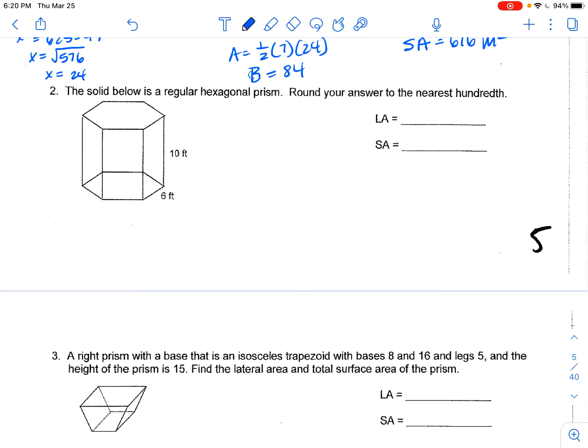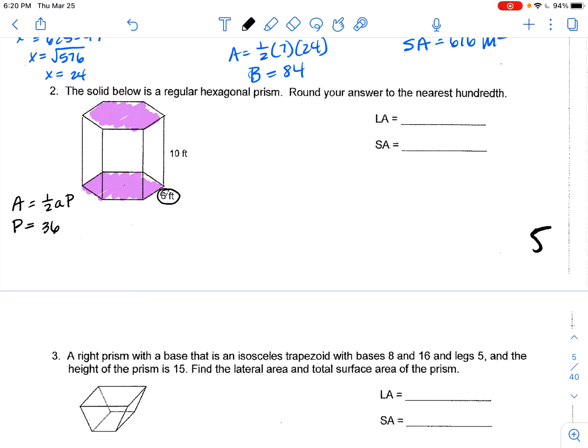In number 2, we have a hexagonal prism. So we know that the base is a hexagon. I'm going to go ahead and work with this one on the bottom. The area is 1/2 apothem times perimeter. We can't forget that. The perimeter of that base is, if each of the sides is 6 and we have 6 of them, going to be 36.